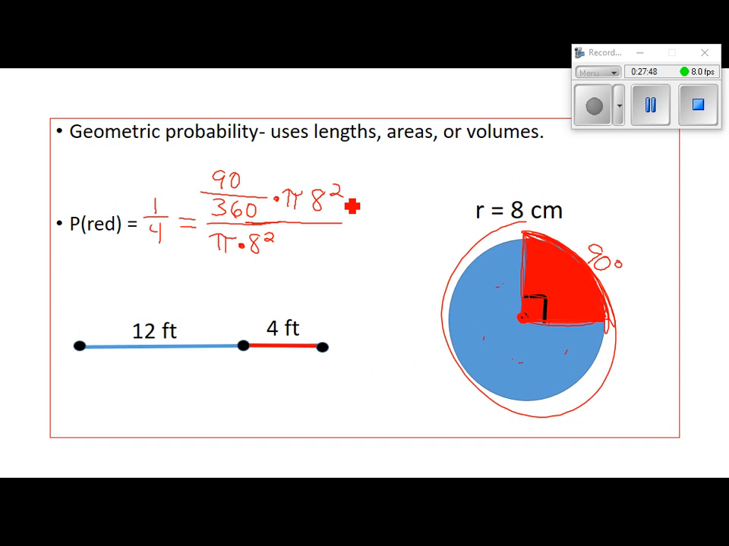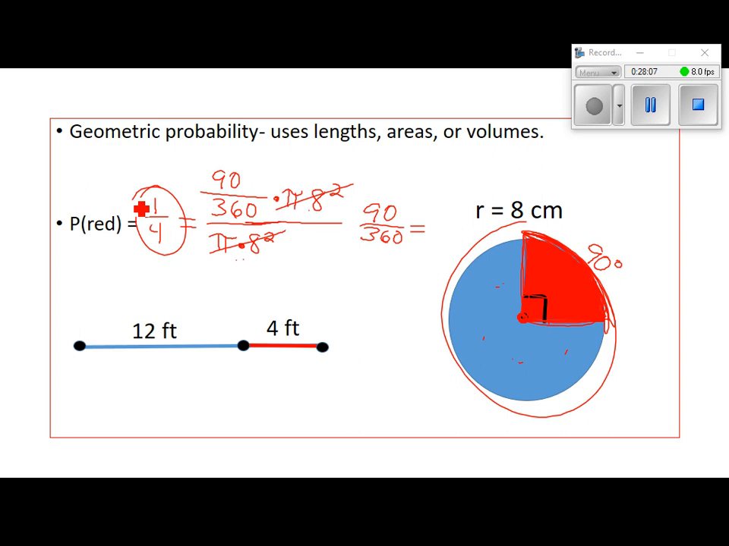So we have all this on top, all this on bottom. What do you think is going to happen with this stuff right here? That's all just going to cancel. So we're left with just 90 over 360. What's that reduced to? 1/4.